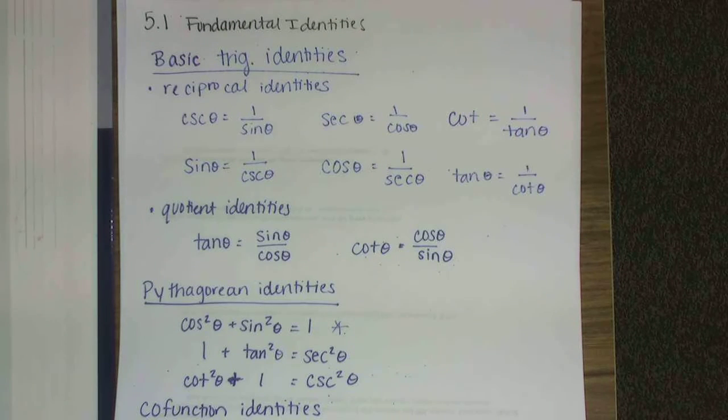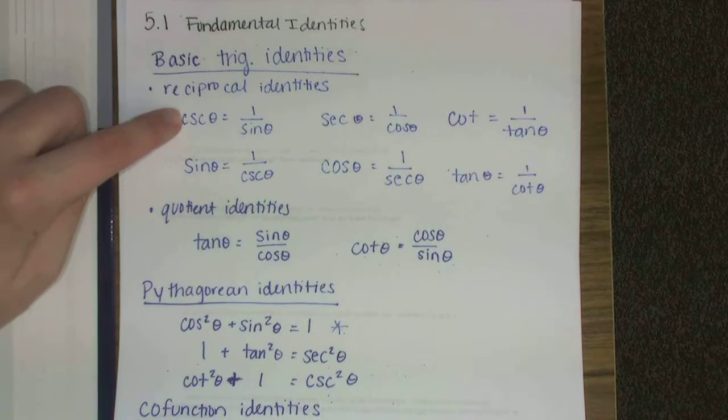We've used those for a long time without necessarily writing them down to specifically be identities. The quotient identity is probably the biggest thing out of those just basic ones. That tangent of theta is sine of theta over cosine of theta, and cotangent of theta is cosine of theta over sine of theta.